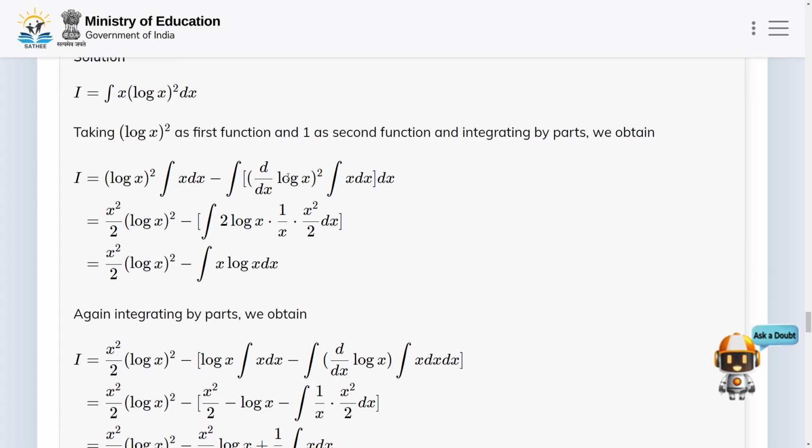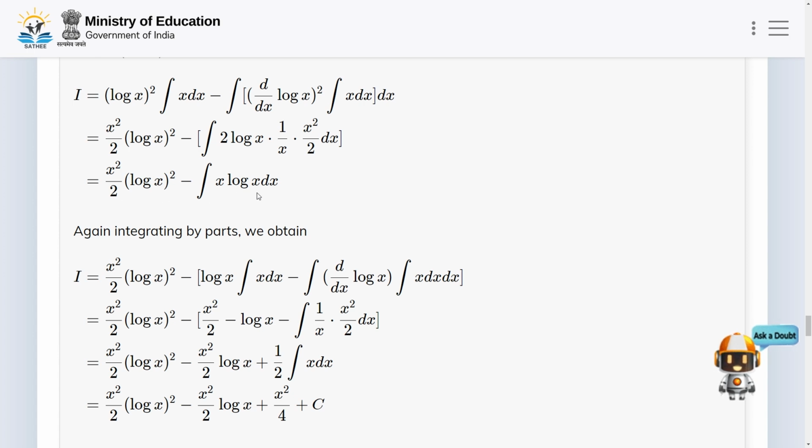Taking x as your second function and the first function as it is, the integration of the second will be x square by 2, and the differentiation of the first will be 2 log x by x. One x will be cancelled, the 2 will be cancelled, and you are only left with x log x. So I will be this thing.